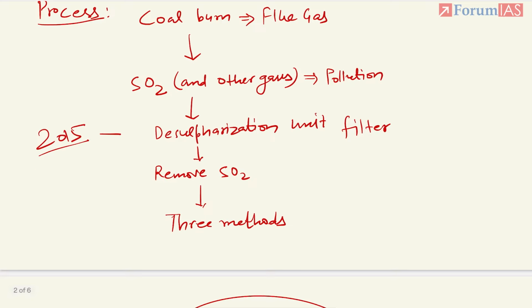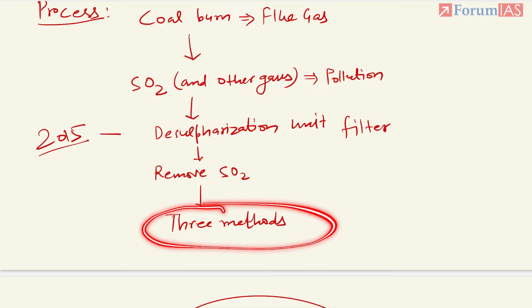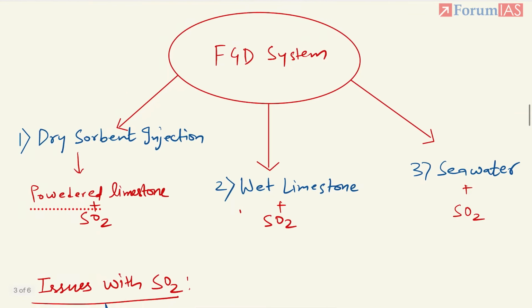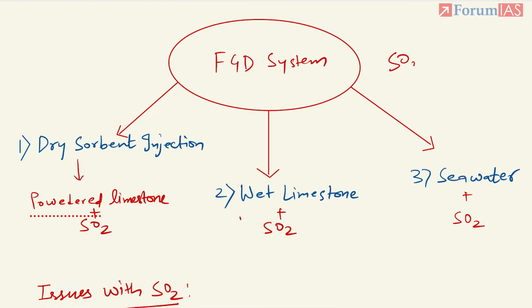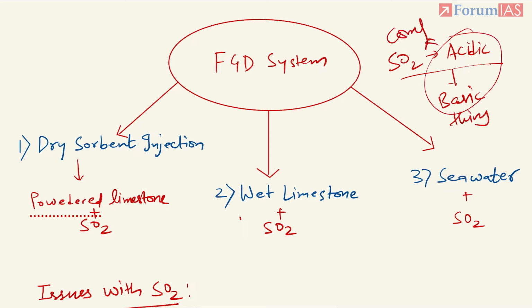First, let us understand the science behind the removal of SO2 from thermal power plants. There are three methods to remove SO2. Understand it: SO2 is acidic, so to remove it, we need something basic so that they make a compound. There are three methods which are used. First is dry sorbent injection. In this, we use powdered limestone and make it react with SO2. And then through a precipitator, it is removed.